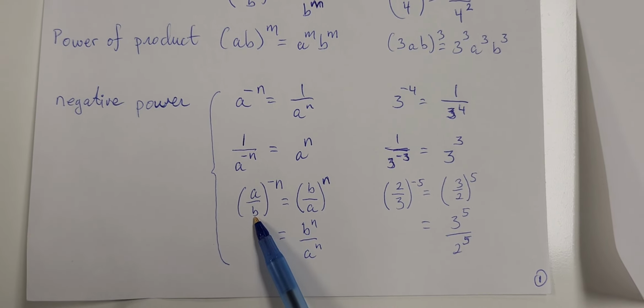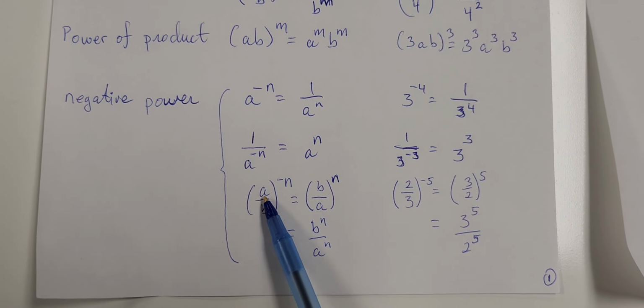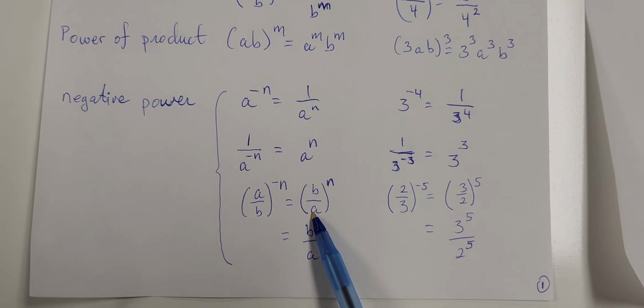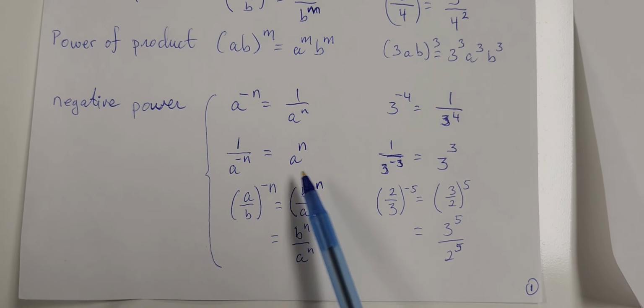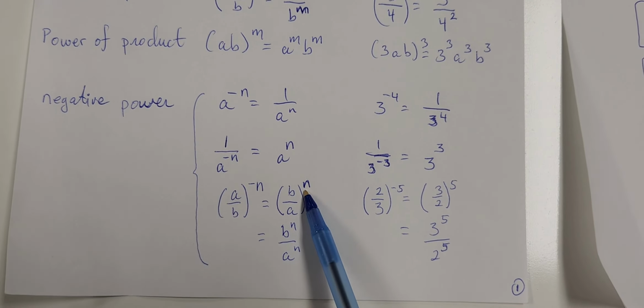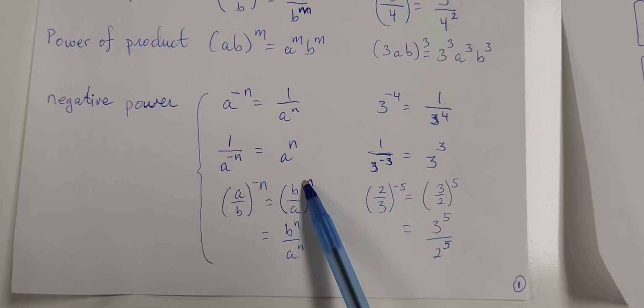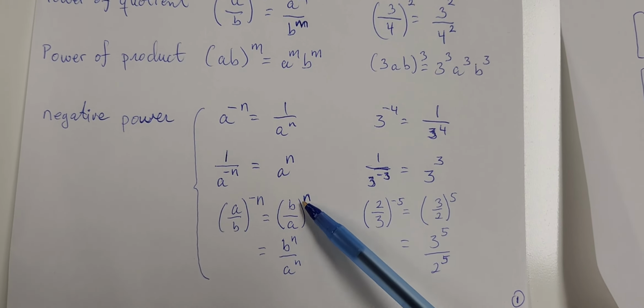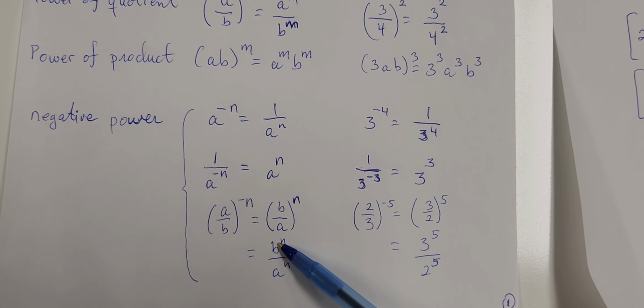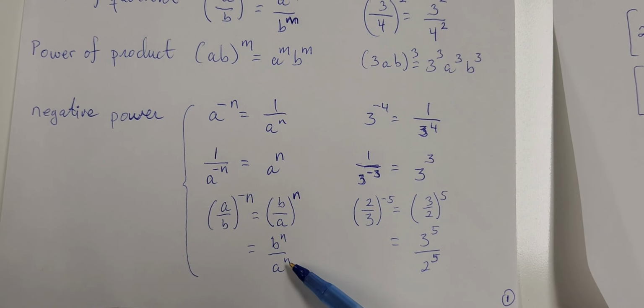First thing is flip the A over B, so that becomes B over A, and then the negative will become positive. Okay, so flip the A B becomes B A, and the negative goes away. And then after that, distribute the n to the b, distribute the n to the a.